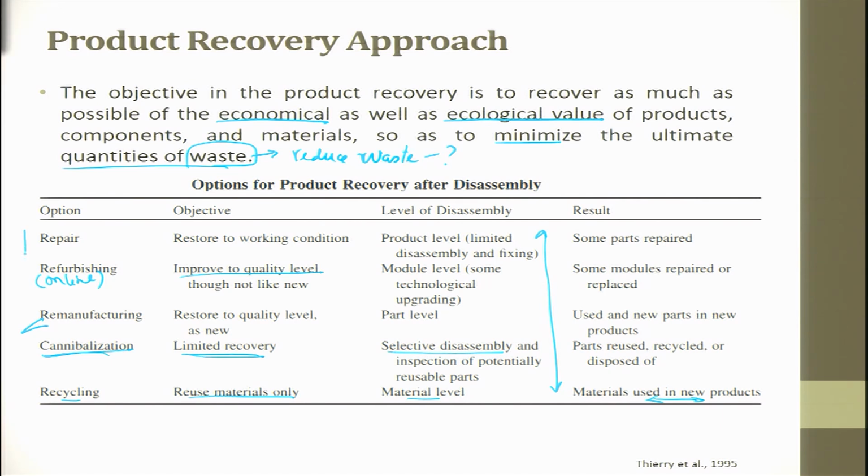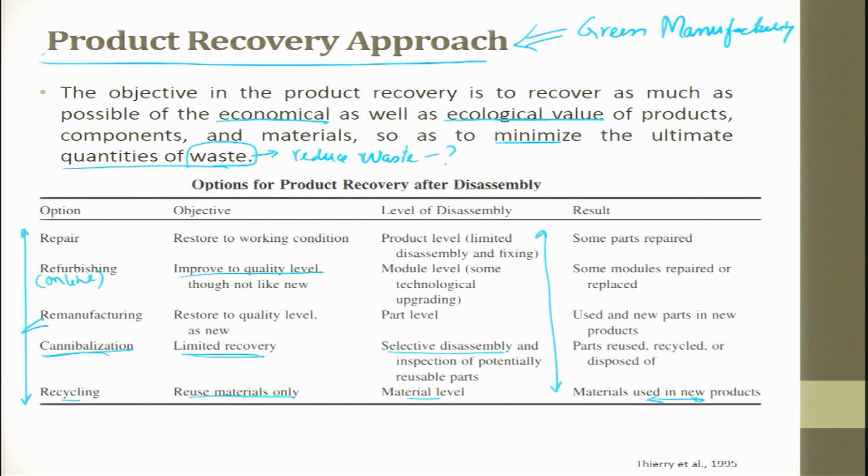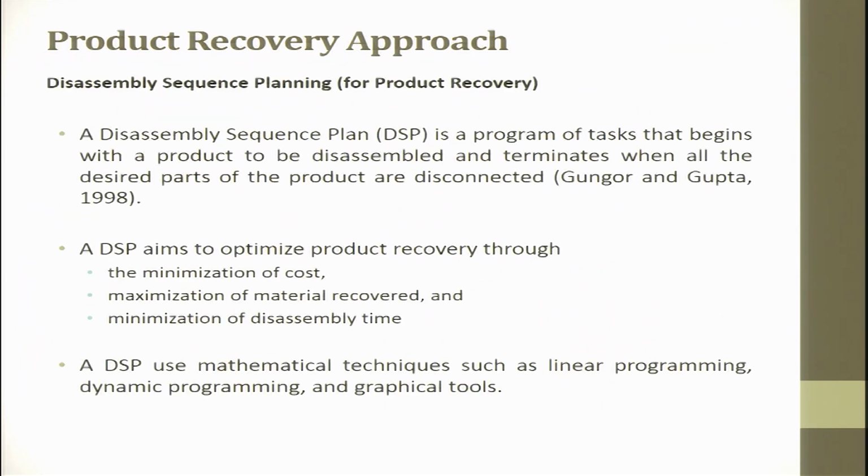So, these are the different options which are available as far as product recovery approach is concerned. Now, when we talk about green manufacturing, these are the major components, concepts and technologies which are used. These are some of the options for recovery: repair, refurbishing, remanufacturing, cannibalization and recycling. Next, disassembly sequence planning for product recovery.